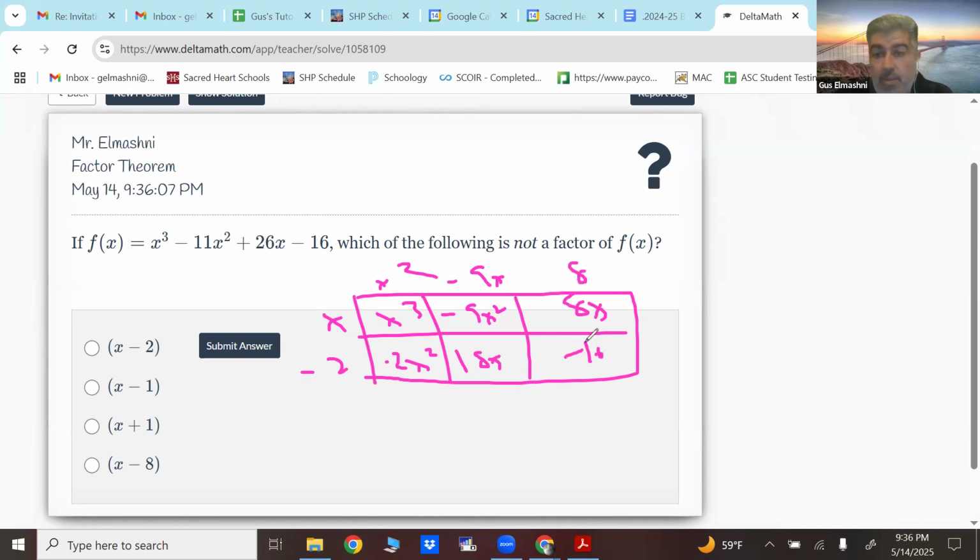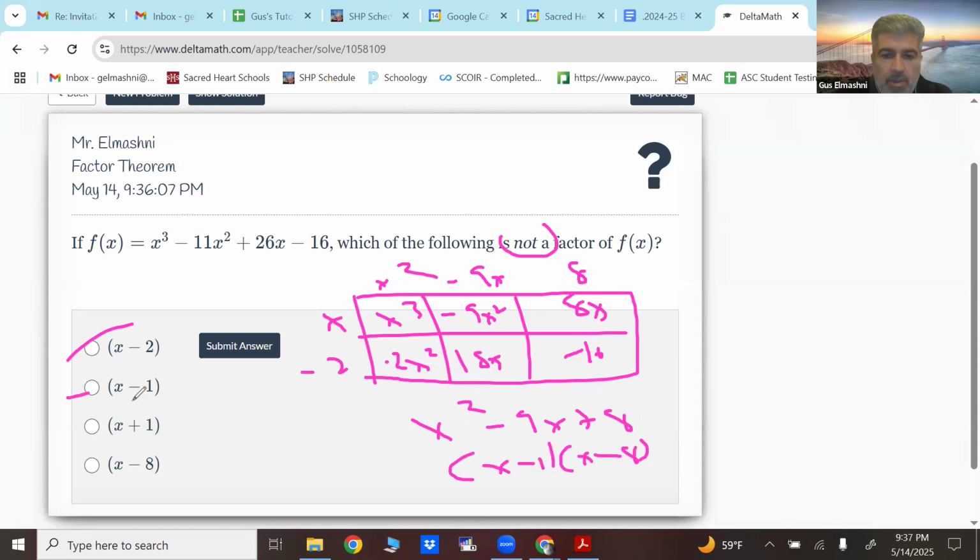Okay, so that is a factor. Okay, fine. You want to go, it's not a factor. But this can be factored further, right? x minus 1 and x minus 8. Okay, so those are out. So C is the one that's not a factor.